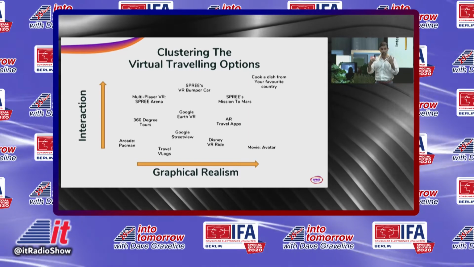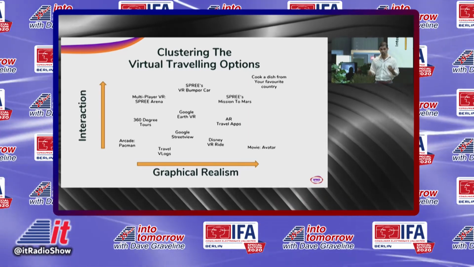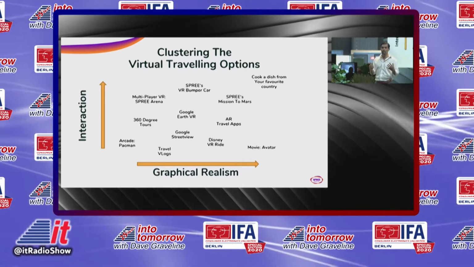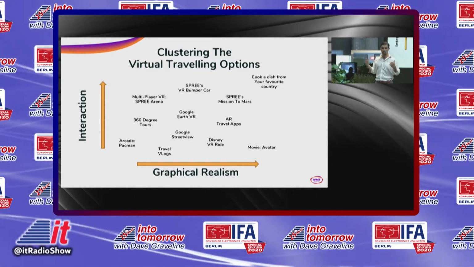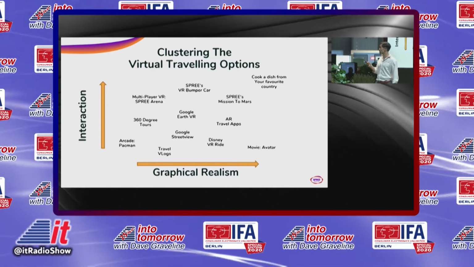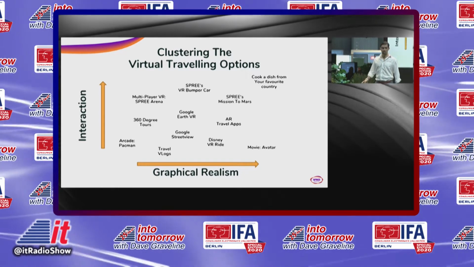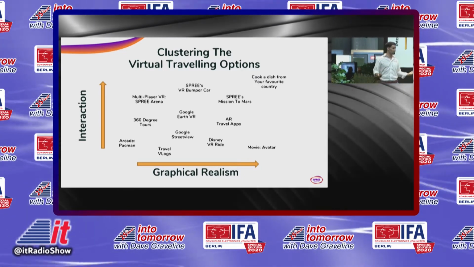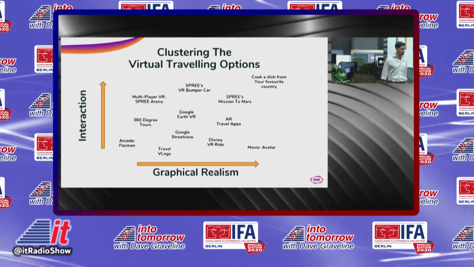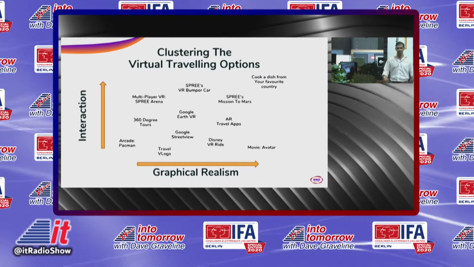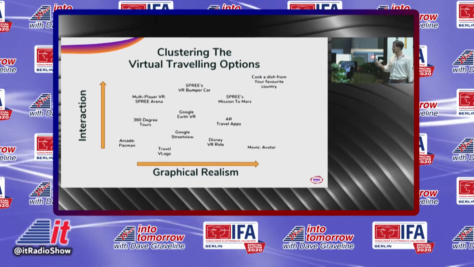So wherever you have the speed and the wind, it's a real wind, then obviously you think you're really in this other world. In this case, we have a steampunk VR world. Cooking your favorite dish from your country can also obviously be a way of virtual traveling because essentially you're interacting with the food, you're eating it, and it's pretty real.